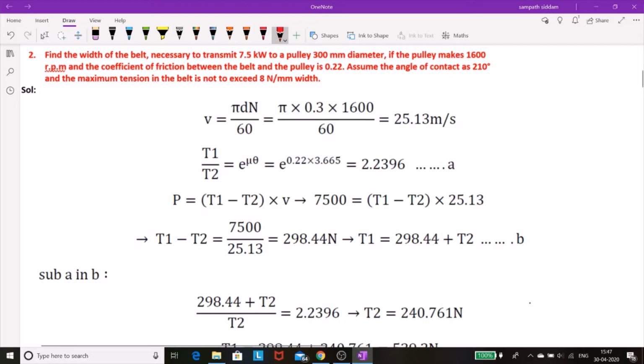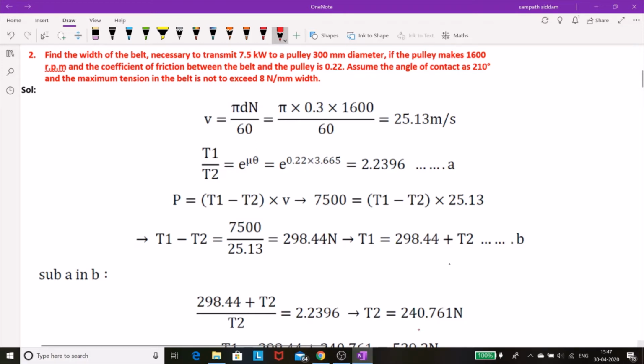So read out the question carefully, take 2 minutes, understand, and then formulate what is the given data and what is to be calculated. So here, according to this data, the power given is 7.5 kilowatts to a pulley. The diameter of the pulley is given as 300 mm.